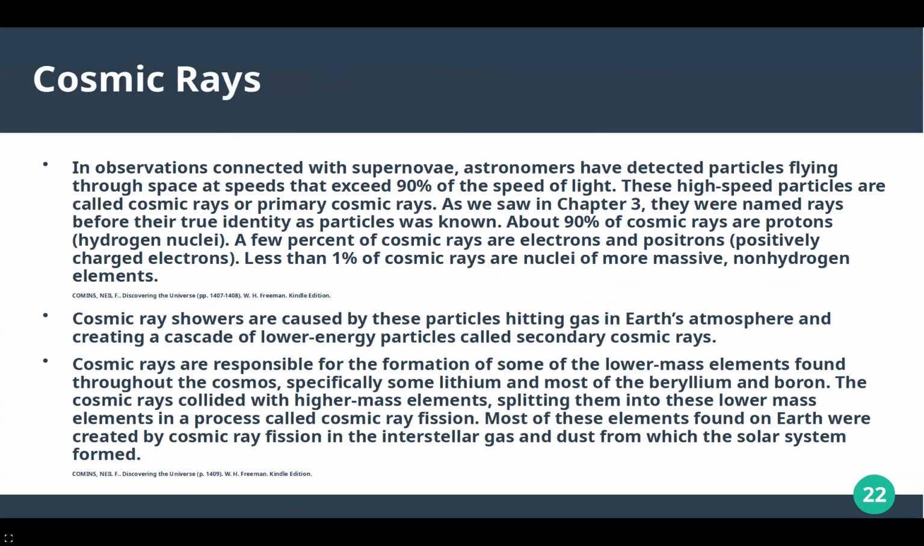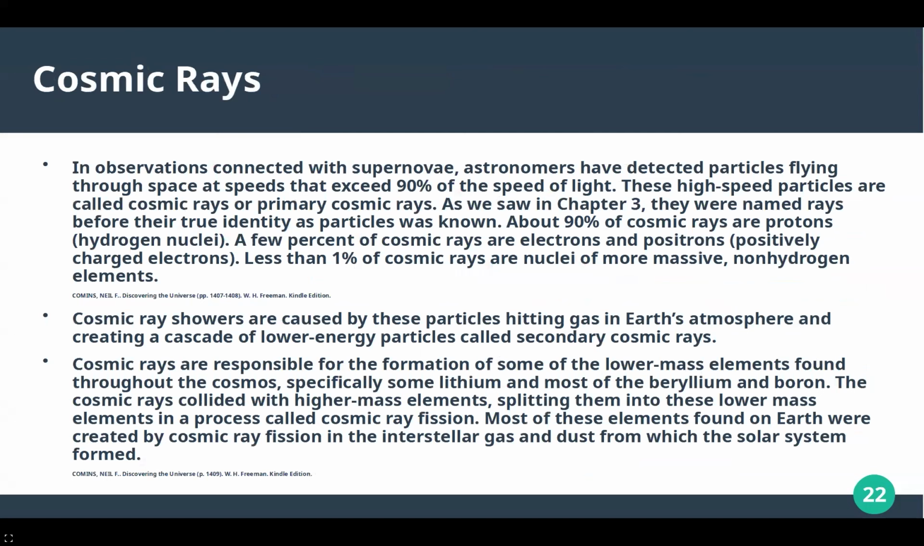In observations connected with supernovae, astronomers have detected particles flying through space at speeds that exceed 90% of the speed of light. These high-speed particles are called cosmic rays or primary cosmic rays. They were named rays before their true identity as particles was known. About 90% of cosmic rays are protons, hydrogen nuclei. A few percent of cosmic rays are electrons and positrons, positively charged electrons.